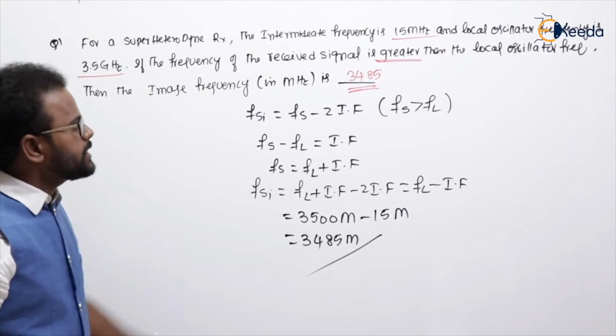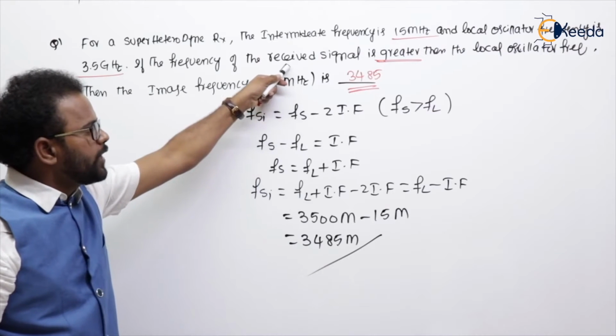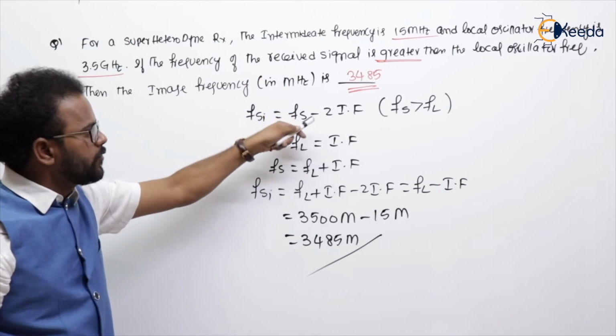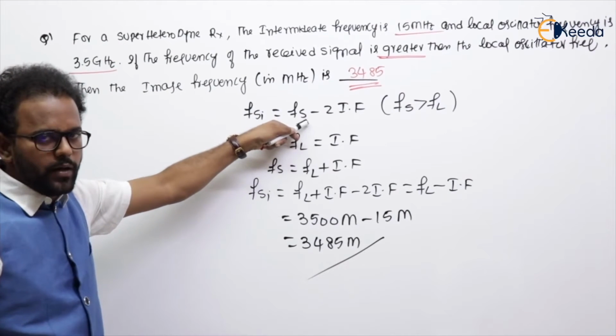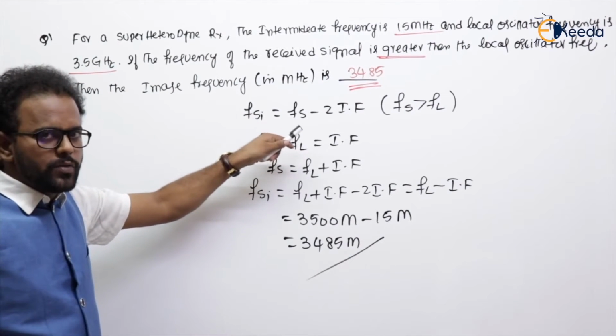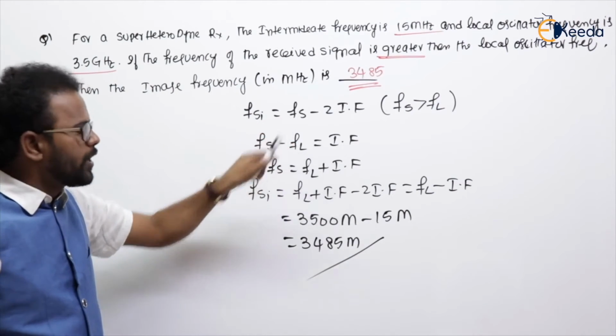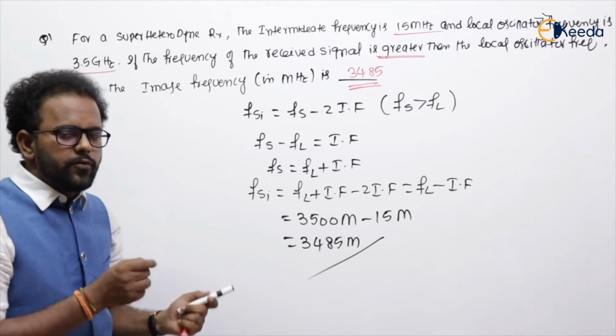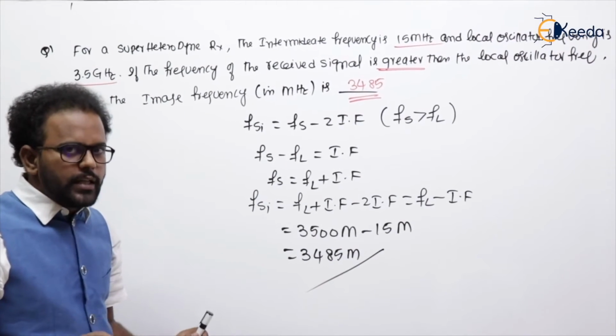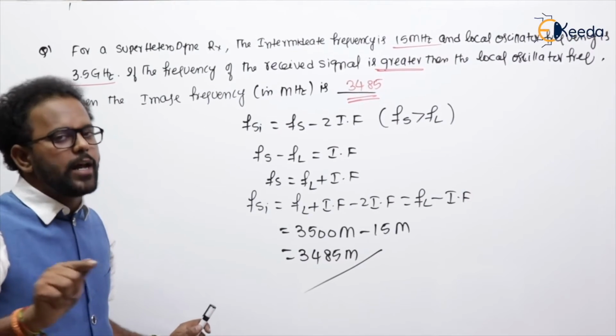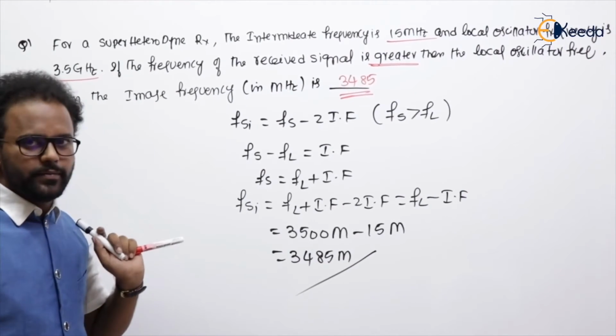Here the logic is, he told that the received signal frequency Fs is greater than Fl. So this is the image frequency formula. Most of the students, or most of the colleges, will teach you only one formula: Fsi is Fs plus 2IF, where Fs is less than Fl. Here he told greater.